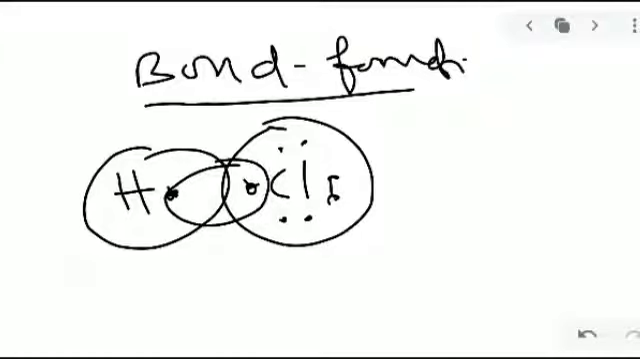Okay, so they are mutually sharing electrons. So it will be formed like this. Okay, so this is the HCl. So the bond is formed between the two atoms. So they are mutually sharing electrons.